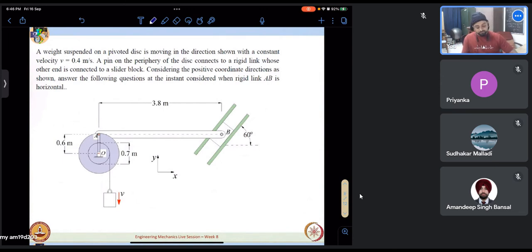Okay, so this is the weight. A weight is suspended on a pivoted disk moving in the direction as shown with a constant velocity v equal to 0.4 in the direction shown. So this is moving down with 0.4 meters per second. This is wrapped around the disk and it is rotating. That is given.